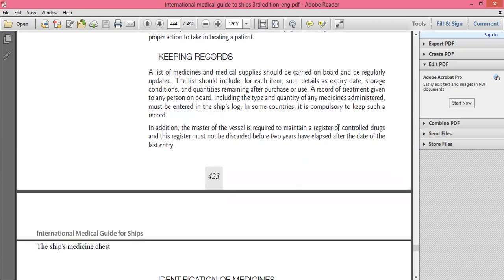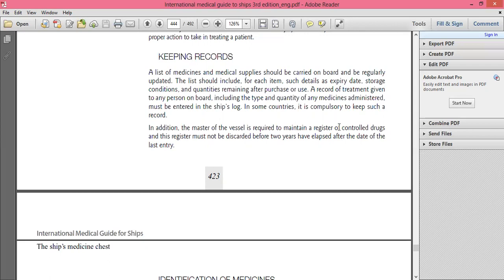Keeping records: a list of medicine and medical supplies should be carried on board and be regularly updated. The list should include for each item details such as expiry date, storage conditions, and quantities remaining after purchase or use. A record of treatment given to any person on board, including the type and quantity of any medicines administered, must be entered in the ship's log. In some countries, it is compulsory to keep such a record.